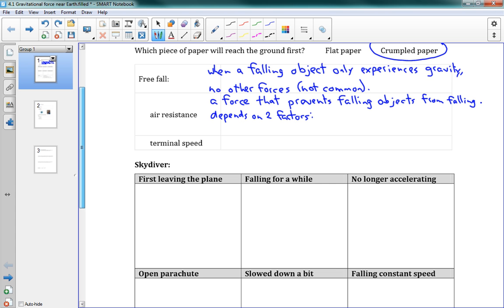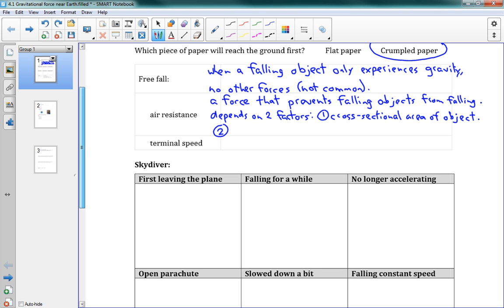Those are, number one, the cross-sectional area of the object. And that's how large it is when you view it from the top, how wide across it is. So the flat paper had a much larger cross-sectional area. That means that more wind can hit it.